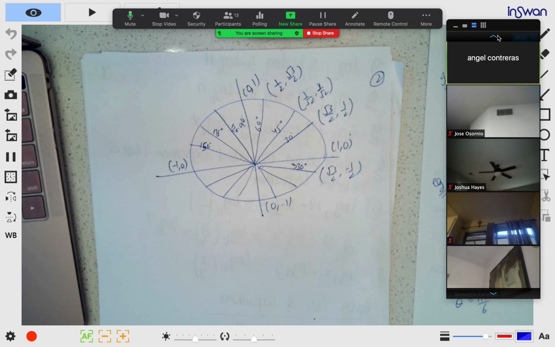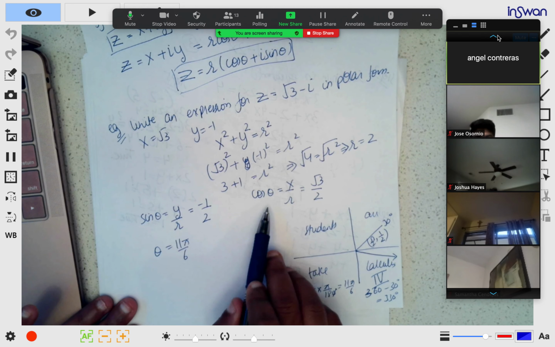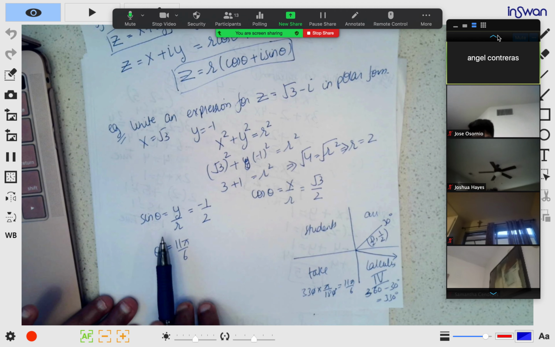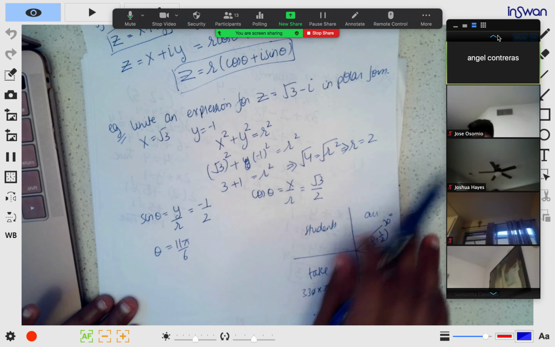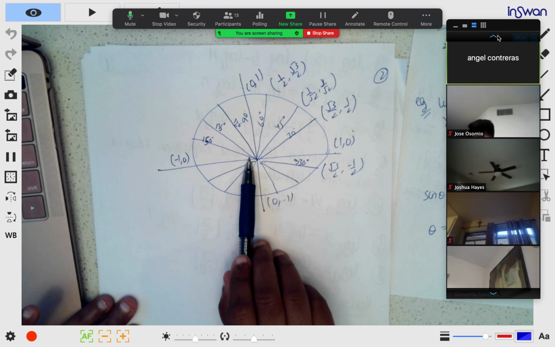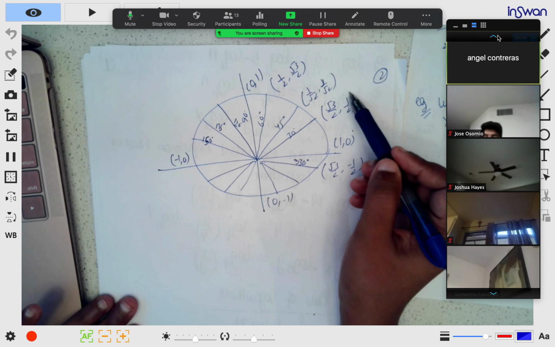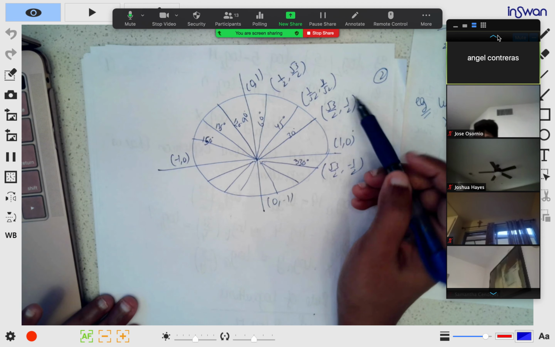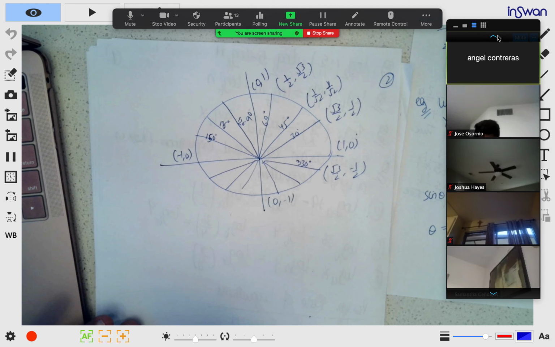In my question, I'm looking for my sine as negative 1/2 and cosine as root 3 over 2. Note, sine tells me the second one and cosine tells me the first one. So cosine tells me the x coordinate, sine tells me the y coordinate. That's what I have to check here: for what value I have x as root 3 over 2 and y as negative 1/2. That is for 330, which on the unit circle is 11 pi over 6.